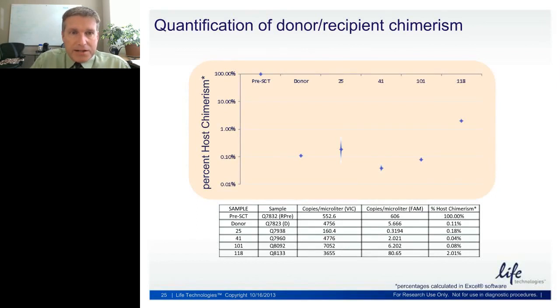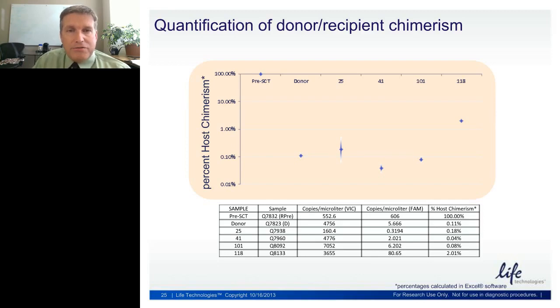This pre-SCT is the amount of signal from the recipient's bone marrow before the transplant. This is pre-stem cell transplant. Okay, so 100% of the loci we detected were from his bone marrow. The next point here is from the donor. You can see he has much, much less, down around undetectable levels of the same locus in his bone marrow.